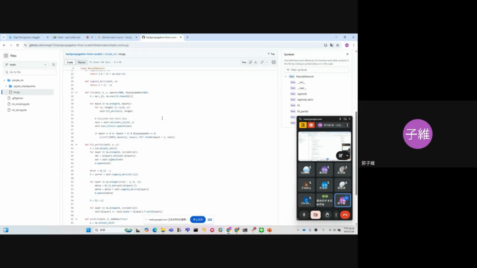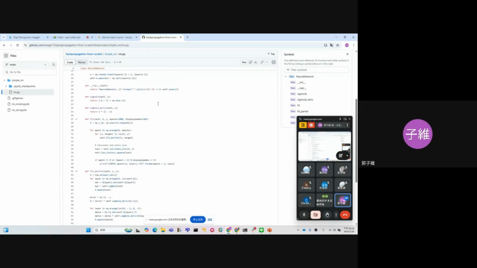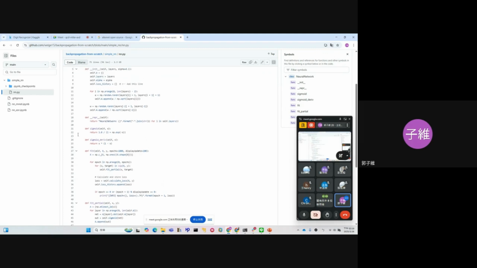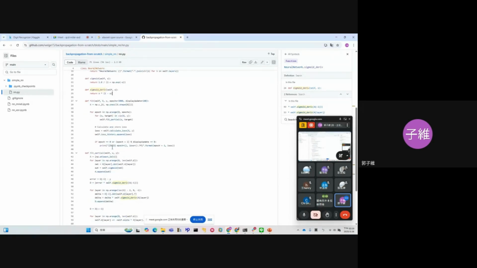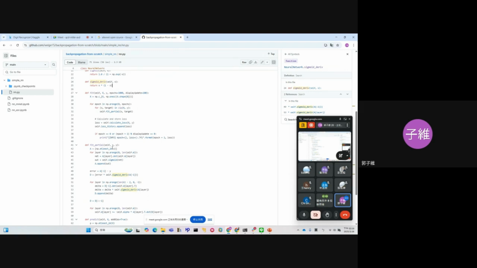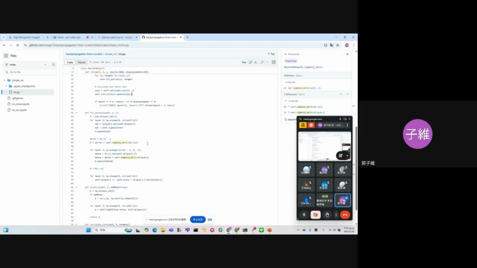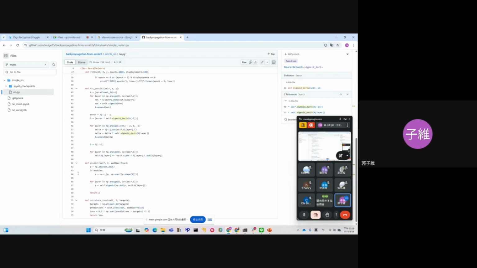Okay, so here's the algorithm of the neural network. We have the activation functions here, the sigmoid function and the derivative function. And we capture the information by calculating and storing the loss and minimizing it for our prediction right here. And how do we calculate the loss? We use the mean square error right here.